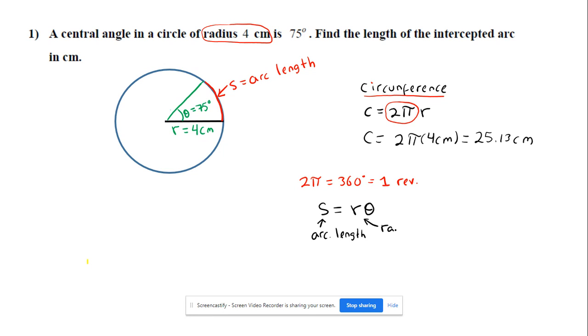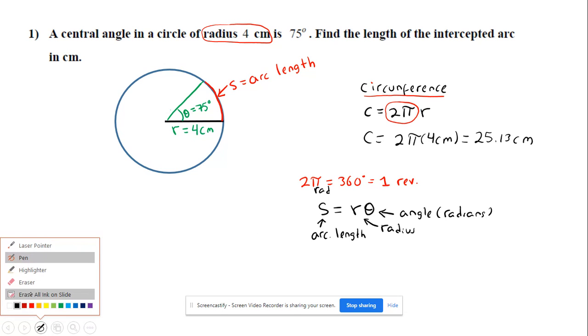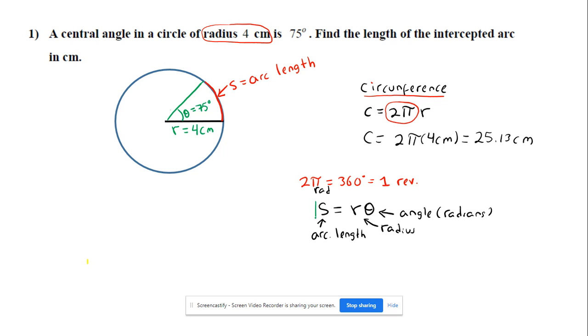R is the radius, and this theta is the angle in units of radians. Okay, I will say this is 2 pi radians. So what I need to do to solve this problem is use this new formula we just introduced, S equals R theta. I'm going to use it here. S equals R, where R is the radius, which is 4 centimeters, times the angle. But the angle has to be in radians.